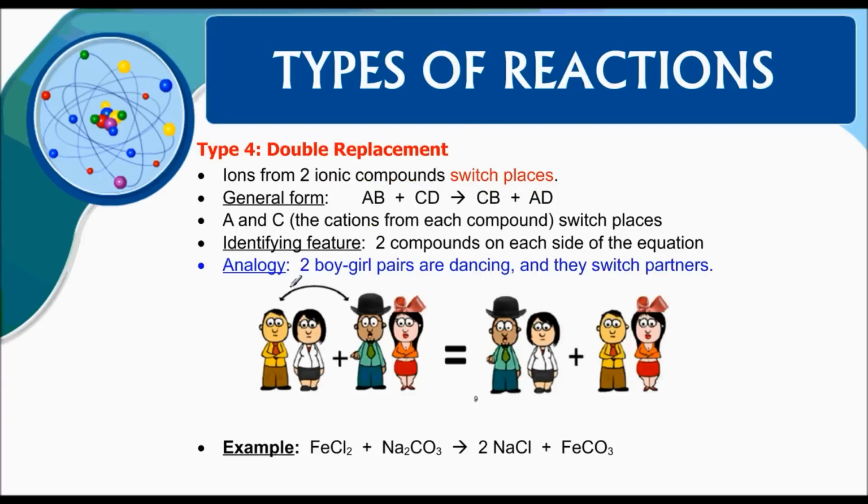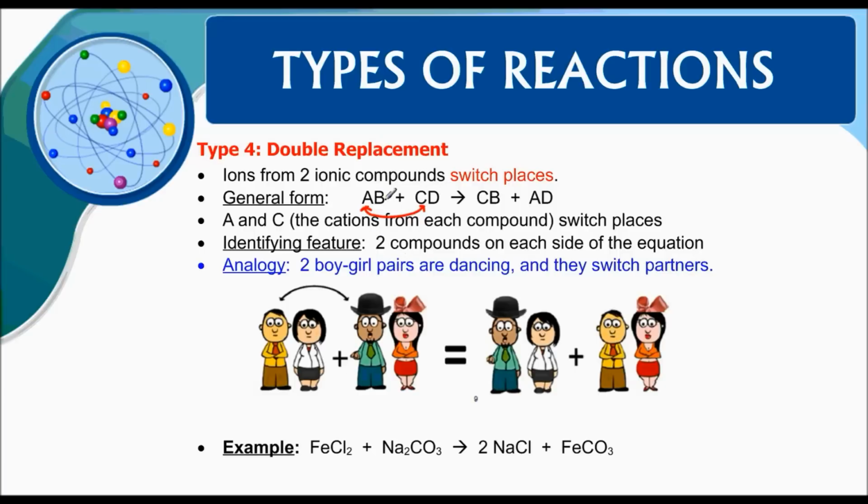Okay, the fourth type of reaction is double replacement. This is a situation in which ions from two ionic compounds are going to switch places. So the general form is AB plus CD yields CB plus AD. A and C, the cations from each compound, switch places. So you can look at it that way, where these two switch places. So now A and D should be together, and B and C should be together.